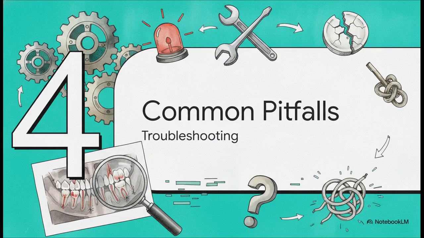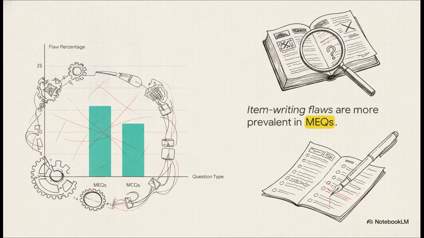Finally, let's wrap up with some common pitfalls to avoid. It is absolutely critical to know that writing flawless questions is tough. In fact, according to psychometric literature, item writing flaws are actually more prevalent in MEQs, sitting at about 16%, compared to 12% in MCQs. This usually happens simply because faculty aren't quite familiar with the strict structural rules of the format, which is exactly why we're doing this explainer today.